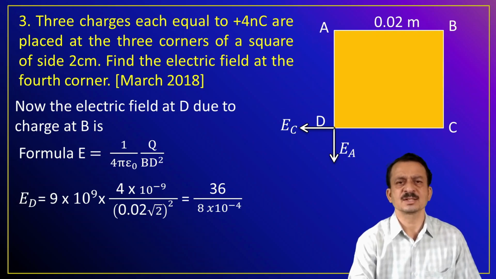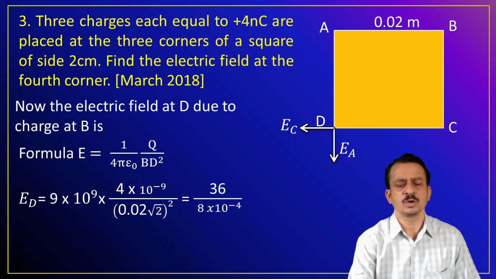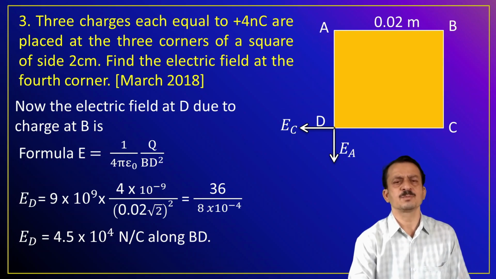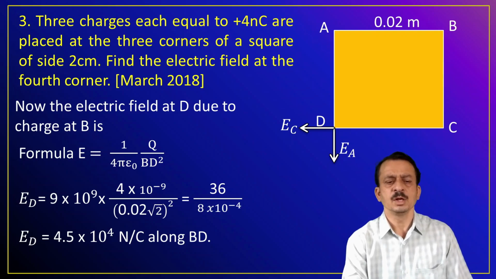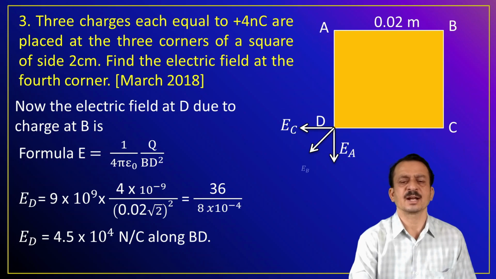Here 10 raised to plus 9 and minus 9 get cancelled. 9 4s are 36. Now in the bracket, 0.02 can be written as 2 into 10 raised to minus 2. So 2 into 10 raised to minus 2 whole square becomes 4 into 10 to the power of minus 4. And root 2 squared becomes 2, 4 2s are 8. Therefore, in the denominator, we are having 8 into 10 to the power of minus 4. Now, simplifying that, we will get 4.5 into 10 to the power of plus 4. Minus 4 goes to the numerator, therefore it is plus 4, Newton per Coulomb. Now, its direction: since it is also a positive charge, it is along BD as shown in that diagram.